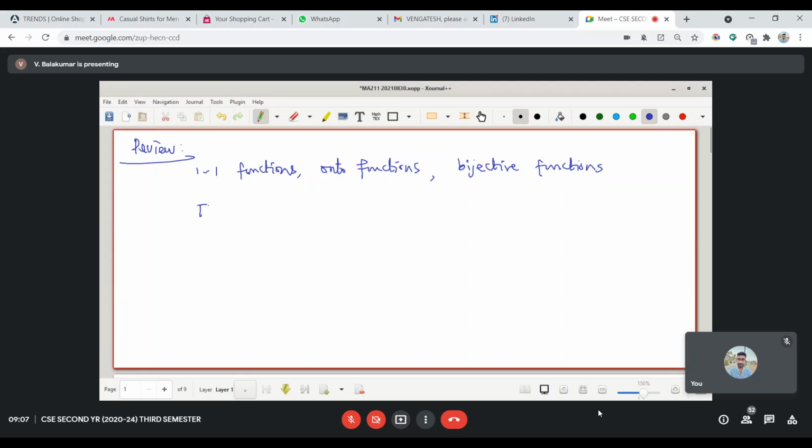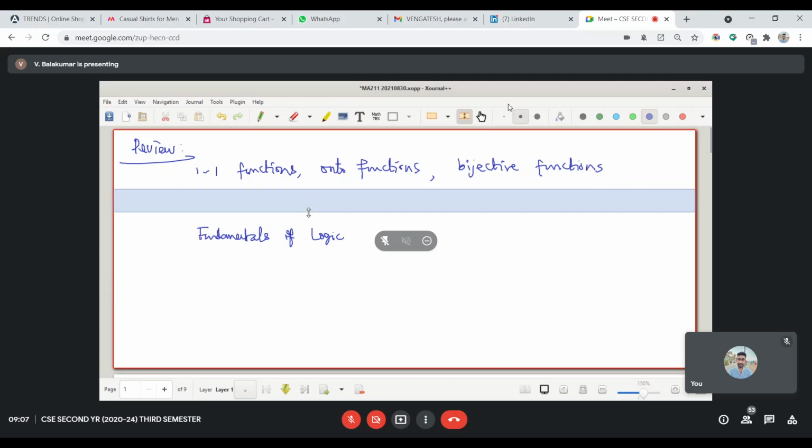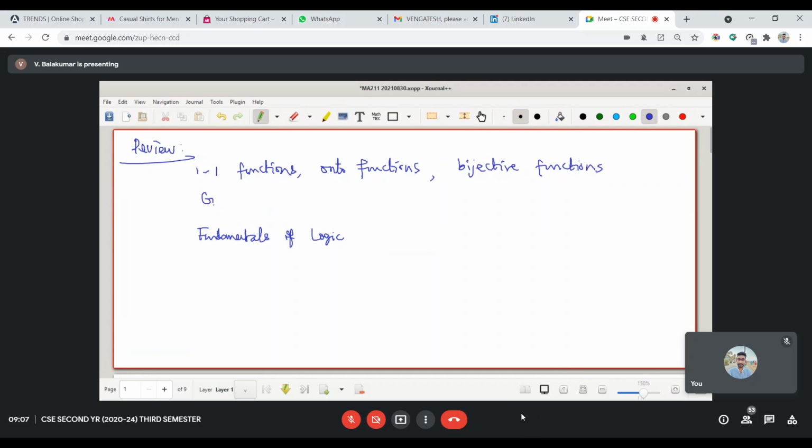And then we were talking about fundamentals of logic. Not only this, before that, graphical understanding. What do you say? Horizontal line test. Let me write that name here. Horizontal line test. Using horizontal lines, how to check whether a function is one-to-one or onto.